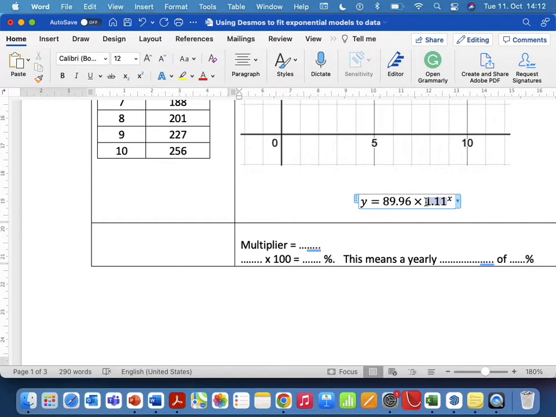You see this 1.11? This is the multiplier. The 1.11 bit, which is being powered up, is because we're timesing something by 1.11. So here, we say the multiplier is 1.11. And now, here's the explanation, the final bit. 1.11 times by 100 equals how much? 111. 1.11 is 111%. So what does that mean? It means a yearly, is it an increase or decrease? Increase of how much percent? 11%.